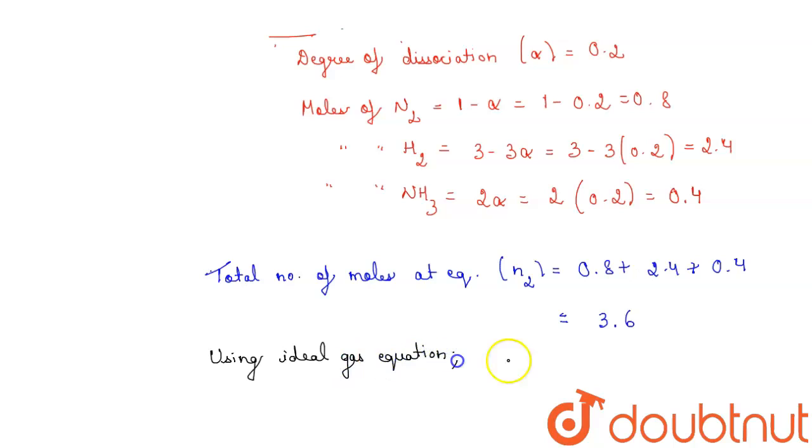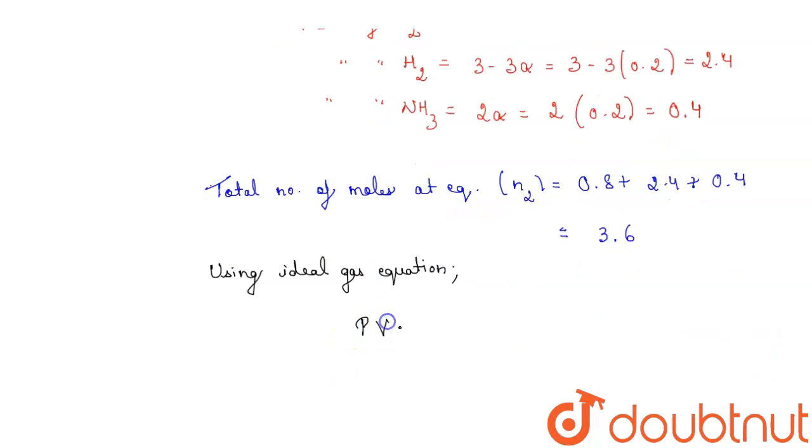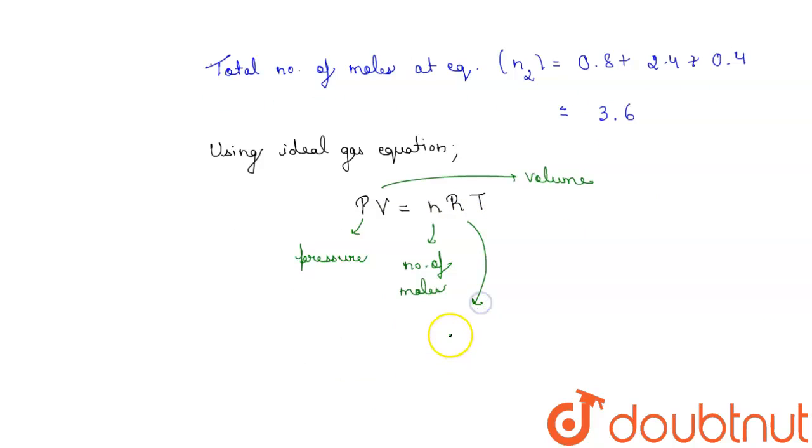Now using the ideal gas equation, that is PV equals nRT, where P is the pressure exerted by the gas, V is the volume occupied by the gas, n is the number of moles of the gas, R is the universal gas constant, and T is the absolute temperature of the gas, right?